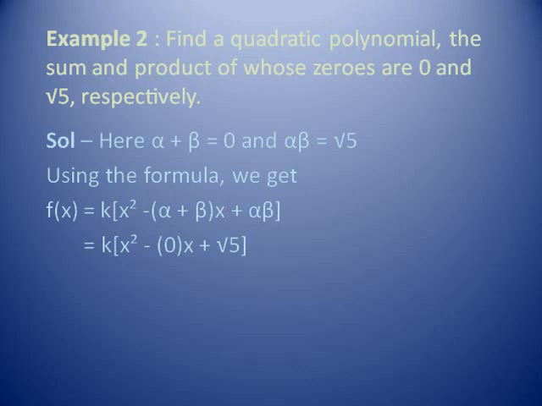root 5. We get k[x square minus 0x plus square root of 5], which will be equal to k(x square minus 0 plus root 5), equal to x square plus root 5 if k is equal to 1. Thus, the required quadratic polynomial is x square plus square root 5.